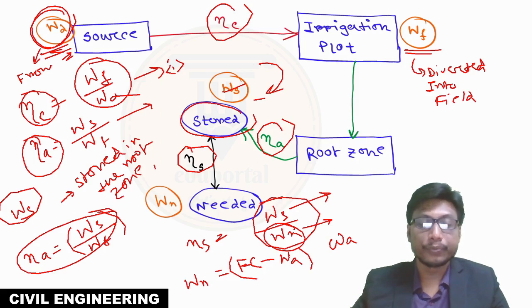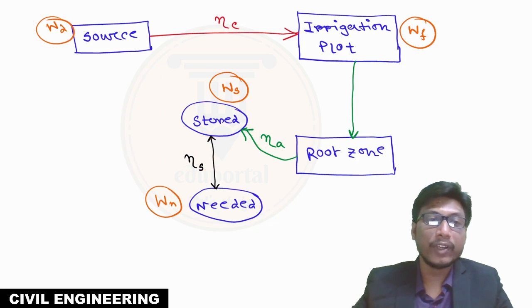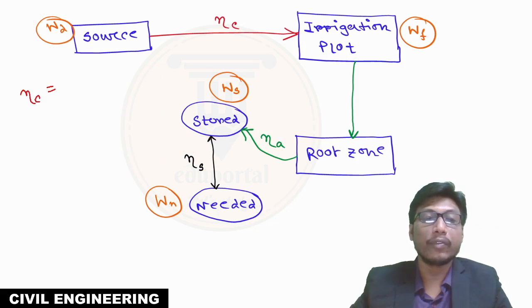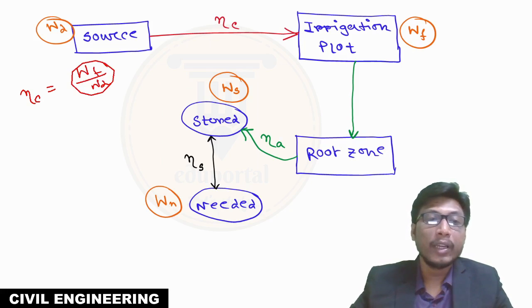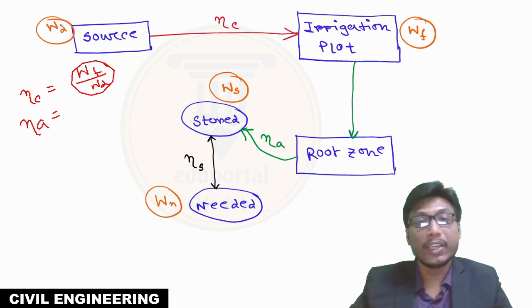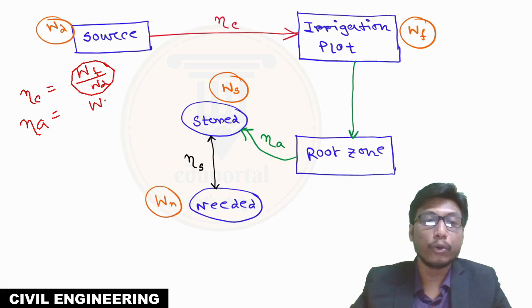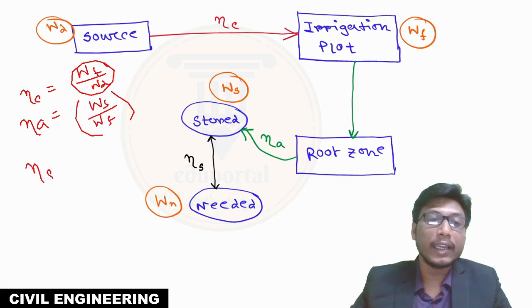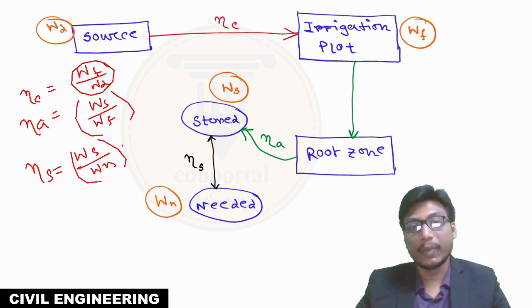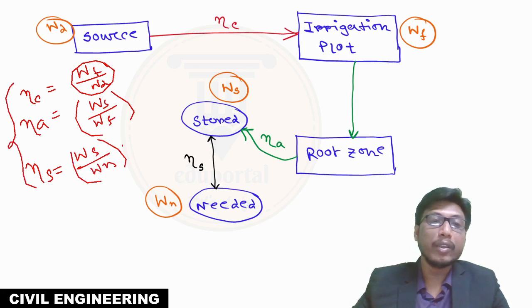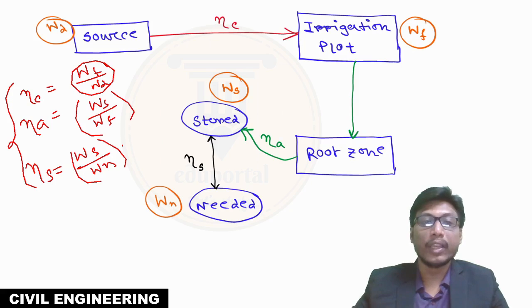Okay, so here you have first eta C, that is water conveyance efficiency. It is equal to WF by WD. So remember this diagram. Eta A, that is water application efficiency, that is water stored in the root zone divided by water diverted to the field, and then eta S, storage efficiency, is water stored in the root zone divided by water needed to reach the field capacity. Okay, so these are three main things. Okay, you need to write.